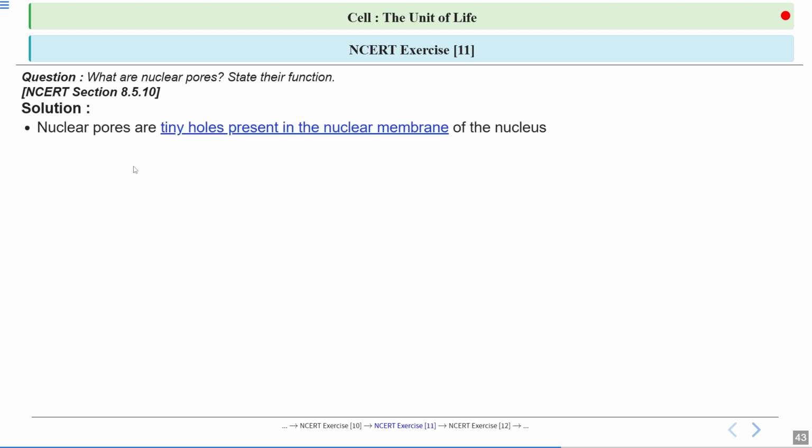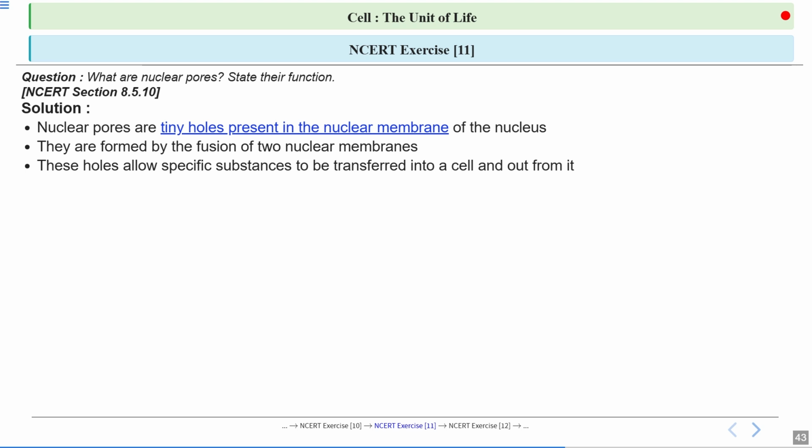See, nuclear pores are the tiny holes present in the nuclear membrane of the nucleus. So the nucleus is surrounded by the nuclear membrane, also known as the nuclear envelope. This nuclear envelope consists of these nuclear pores. Now, these nuclear pores are formed by the fusion of the two nuclear membranes. The nucleus is also surrounded by two membranes. So these nuclear pores are formed by the fusion of the two nuclear membranes, means the nuclear membrane is absent here, you can say.